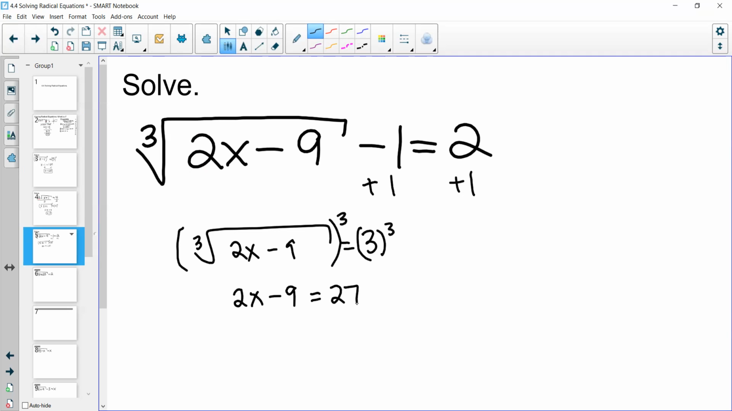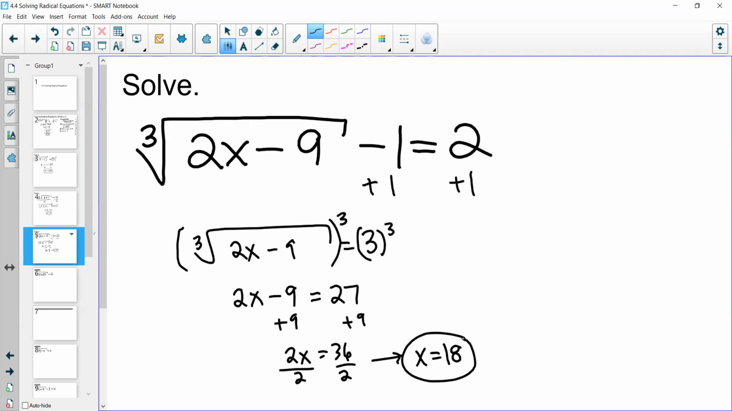And then we can solve for x just like we were doing before by adding 9 to both sides, and we get 2x equals 36, and we can divide both sides by 2 and end up getting that x equals 18. Awesome. So that is what we're going to do to solve those.